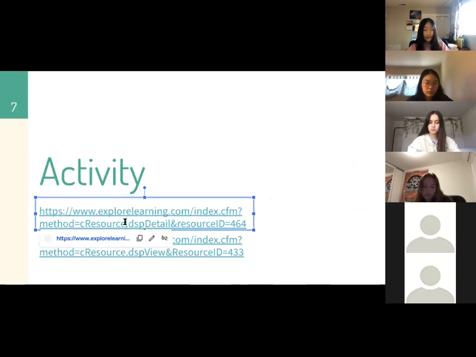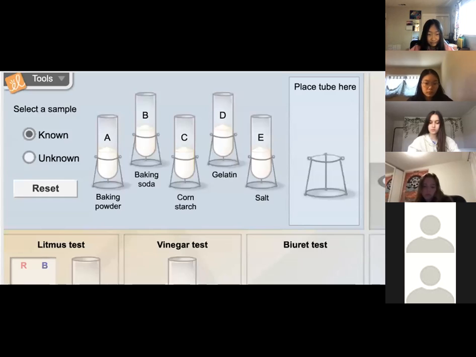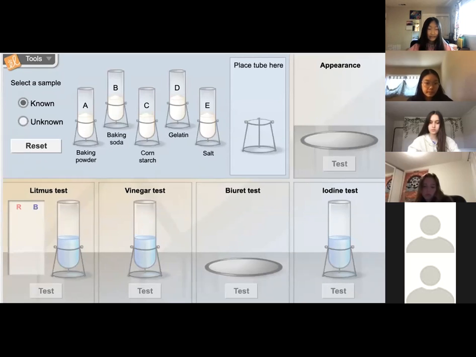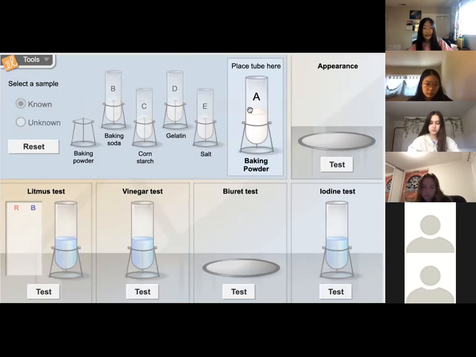Okay, so for the activity, we're going to do these two labs. For detecting the type of macromolecule in certain samples, you can do different tests such as the iodine test, biuret test, vinegar test, and litmus test. Our first sample, A, would be baking powder, and let's test this.